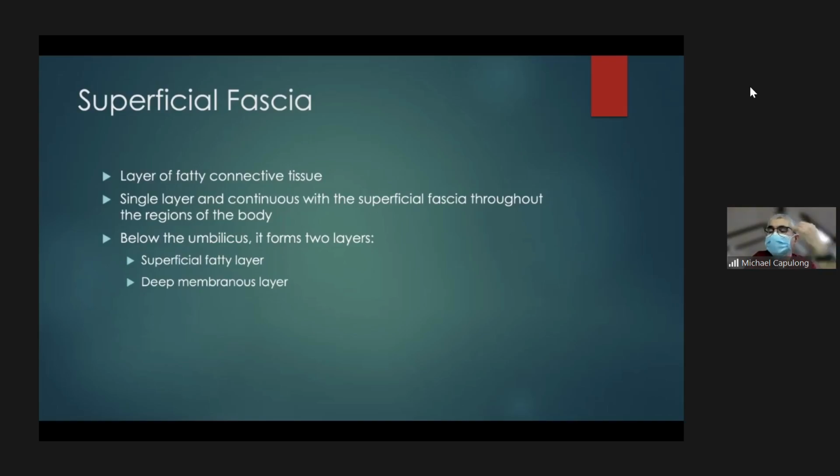So remember, some structures of the anterior abdominal wall will be continuous as you go down the pelvis and even into the lower extremities. And this is one of them, your superficial fascia, because it is continuous until you go down the lower extremity. As you reach the point of the umbilical area, the umbilicus, it splits into two. You have a superficial fatty layer and a deep membranous layer.